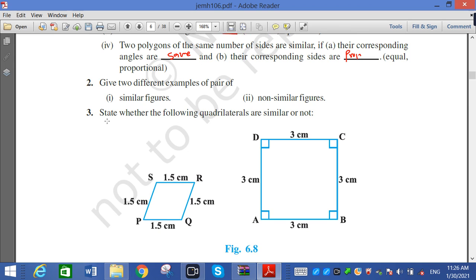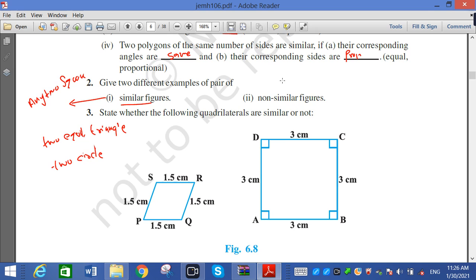So any two squares, we can take as similar figures, or any two equilateral triangles, we can get the same answer, or two circles. These are all similar figures. Now for non-similar figures, try two different ones.